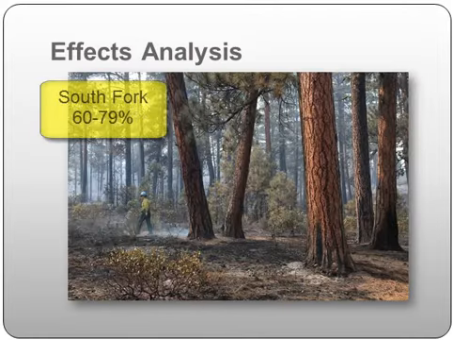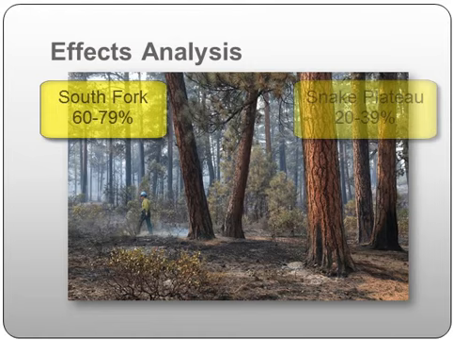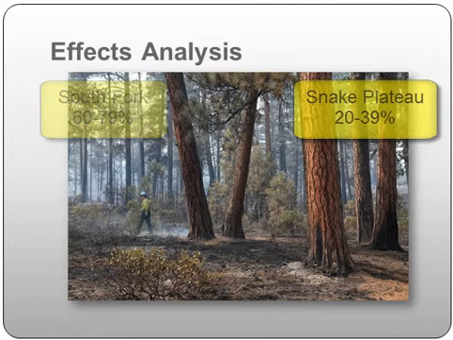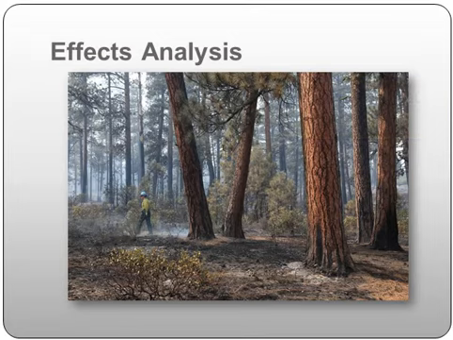In the second example, the current FS Pro output puts the probability of the fire reaching the South Fork commercial timber sale at 60 to 79%, and the Snake Plateau commercial timber sale at 20 to 39% in the next 7 days. Would fire managers be likely to deploy resources differently if the extended risk assessment included the following effects analysis?